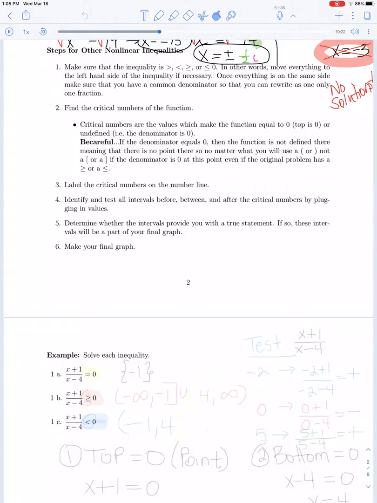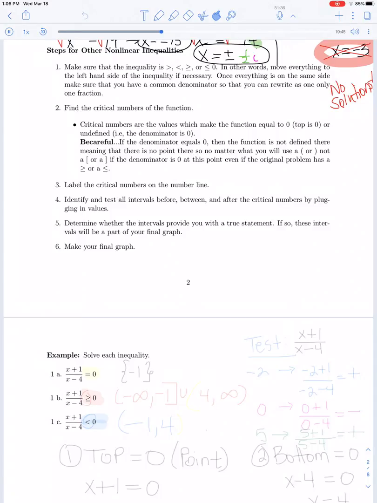So to actually graph these fractions, we'll worry about a couple of things. Number one, when is the top equal to 0 for our fraction? And when is the bottom equal to 0? We'll figure out what those two things mean, draw them in, and then we'll test a couple of values to fill in the picture of our graph.